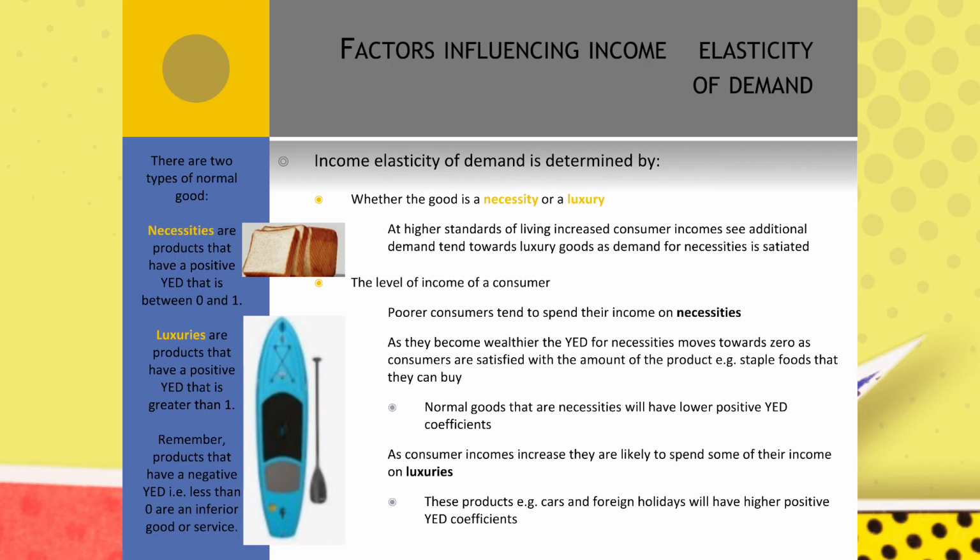So summarize this slide in your own words in a way that you can understand it. Maybe you want to make a table or add to your table or a mind map, but make sure you know what necessities are, luxuries are, and what the coefficients are for these groups.